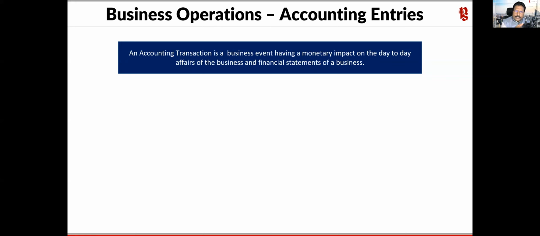So in the previous slide, we saw the different types of operating expenses the businesses need to incur. But how are you now going to start capturing the accounting entries, and what kind of transaction or event are you going to capture as an accounting entry? So first, let's try and understand what we mean by accounting transaction or accounting entries. An accounting transaction is a business event having a monetary impact. So very important for us to remember these two words: monetary impact.